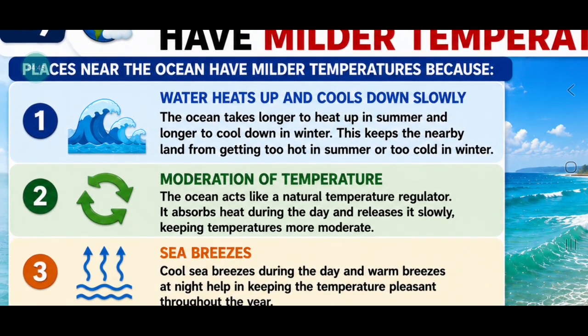places near the ocean have milder temperatures because water heats up and cools down slowly. Yes, this happens. Ocean water takes a longer duration to heat up in summer, and in the same way a longer duration to cool down in winter. So it keeps the nearby land from getting too hot in summer and too cold in winter. So water has this kind of impact. It takes a very long time to become hot and a very long time to become cold. So it creates a moderating impact in the nearby areas.